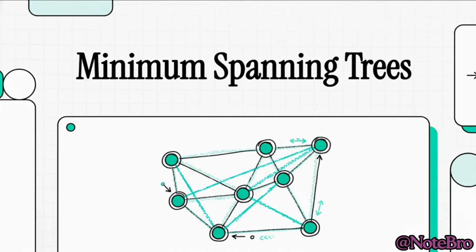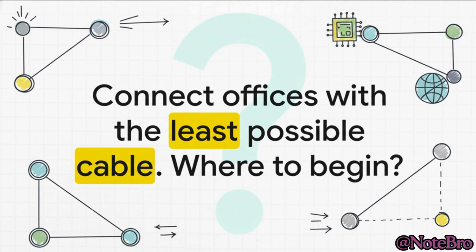Today, we're talking about one of the most elegant problems in all of computer science: how to find the hidden skeleton of a network. It's called a minimum spanning tree, and you know what? It's the secret sauce behind building the most efficient networks you can possibly imagine. All right, let's just dive right in with a classic scenario.